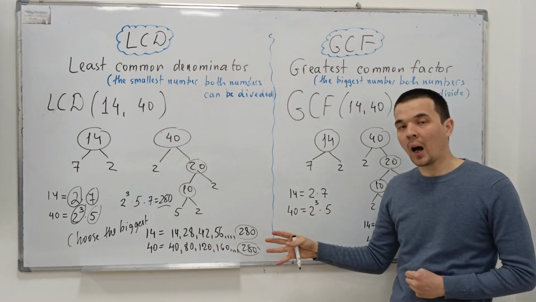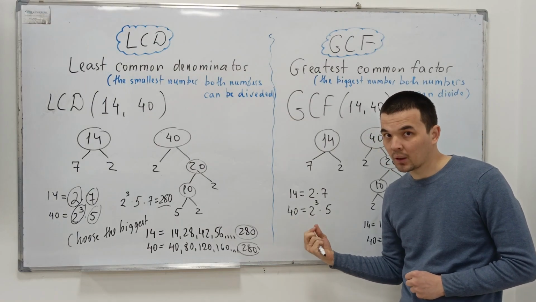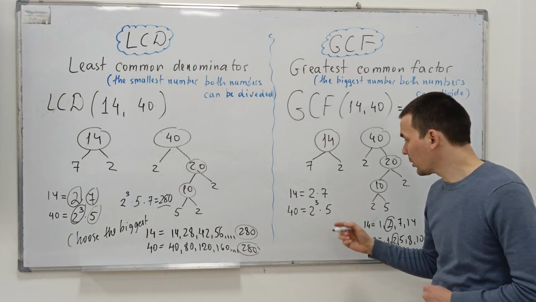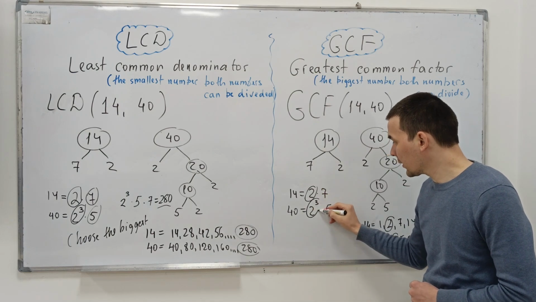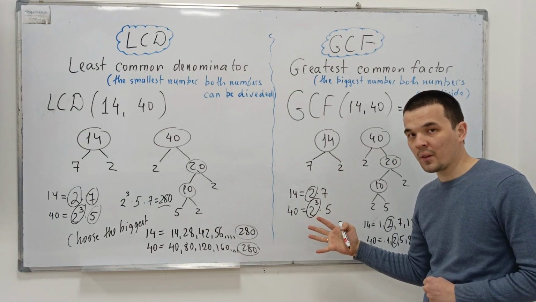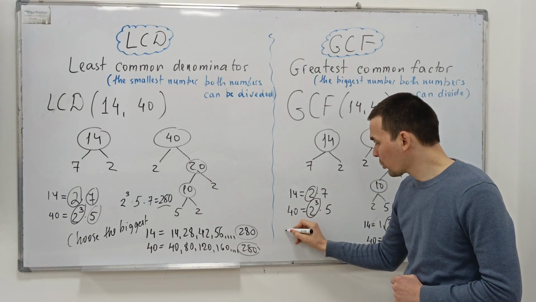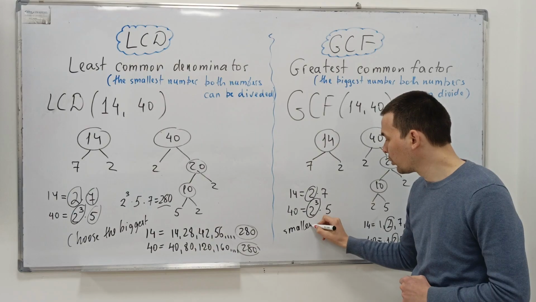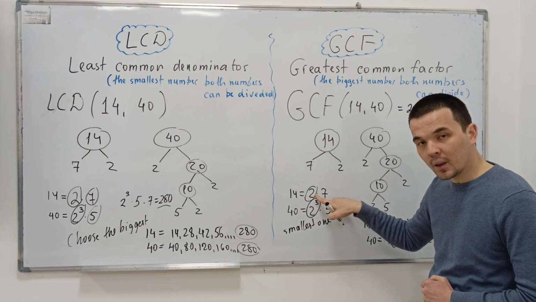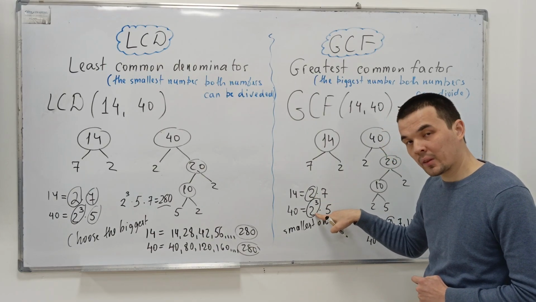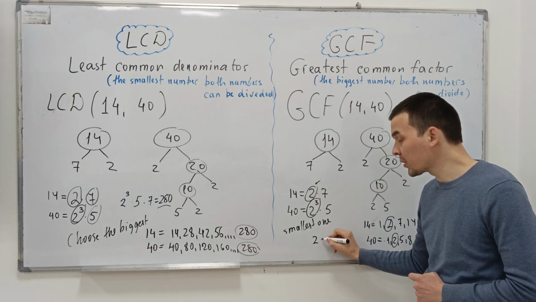Let me explain it with how to find it with factors. As I told you, we have 2 and we have 2 exponent 3. However, unlike the LCD, we have to choose the smallest one here. We have one 2, we have 2 exponent 3, and the smallest one is 2.